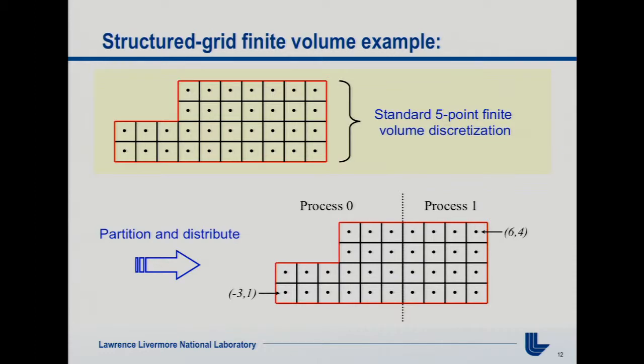And so the first thing for this problem that has to be done is you have to decide how to distribute it. And I'm going to distribute it this way. I'm going to choose this left half and put it on processor 0 and this on processor 1. This is a decision that the user makes. It's not a decision that HYPRE makes.